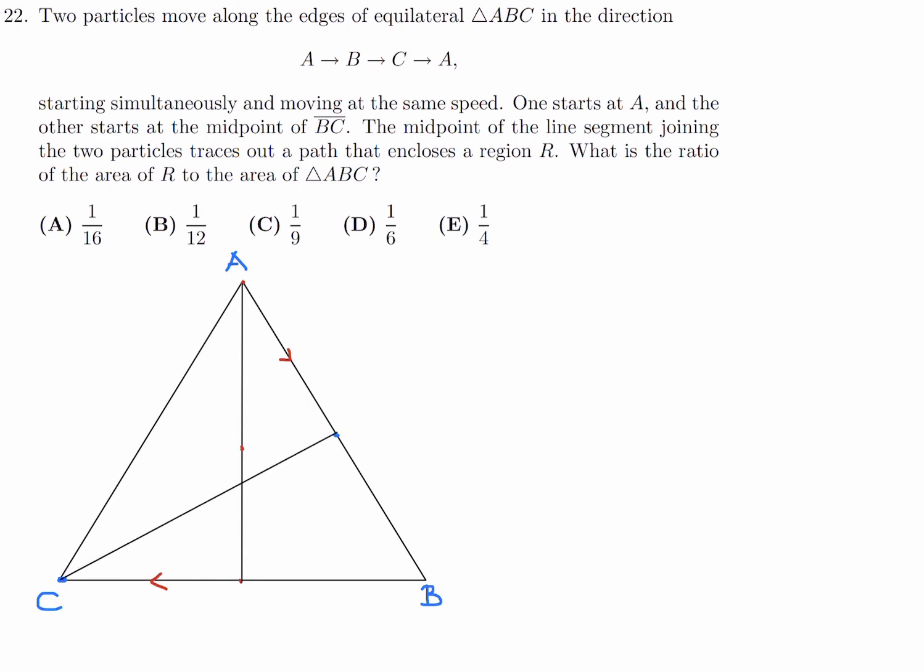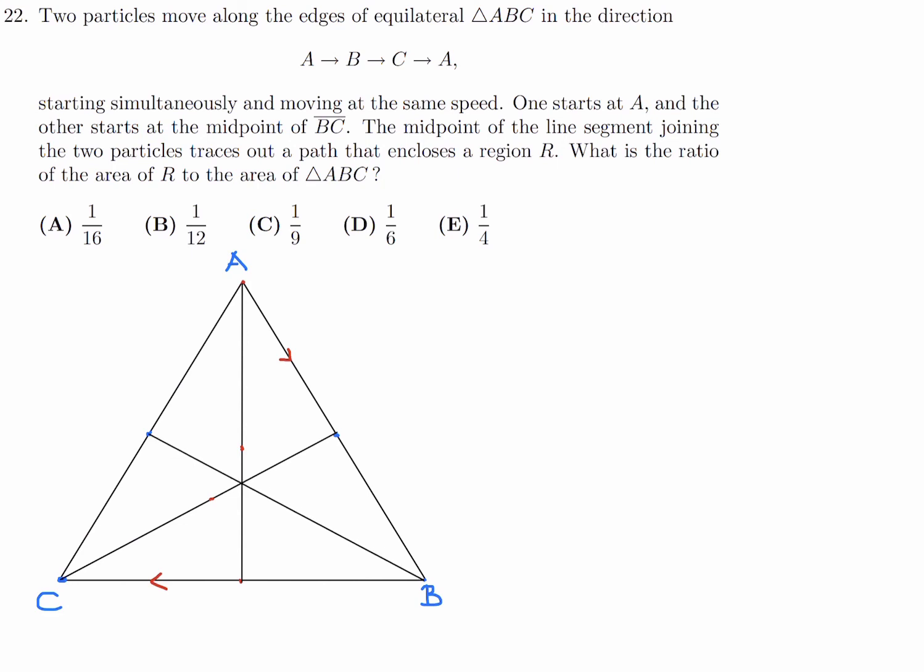Their midpoint will be approximately here. Got it? And let's keep going here. Let's say now this particle moves again to, say, here, halfway between A and C. This particle moves again the same distance because they're traveling at the same speed, right? And then now this particle is here, this particle is here. Let's draw the line that connects them.